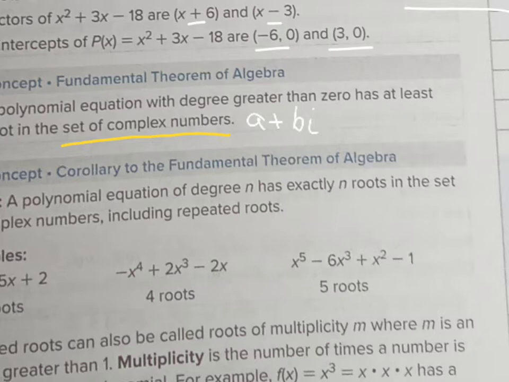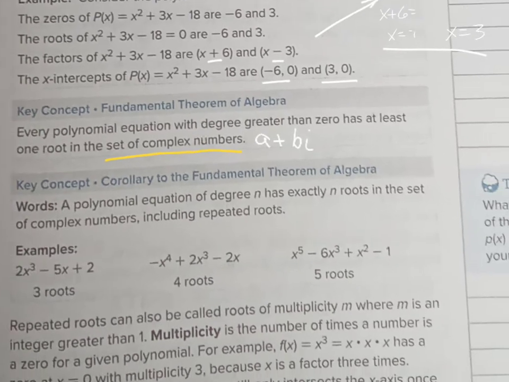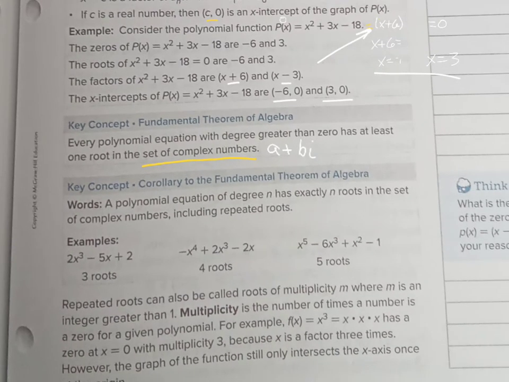Real numbers are all your integers, 1, 2, 3, 4, 5, and their negatives, 0, all the fractions, all the decimals, pi, square root of 2, etc. But none of those are i's. So complex numbers involve those plus anything with an i. Again, every polynomial equation with degree greater than 0 has at least one root in the set of complex numbers, which means it might cross the x-axis and be a real number, or it may not and be a complex number. Okay, big deal.